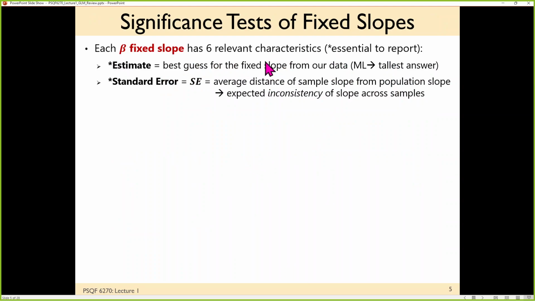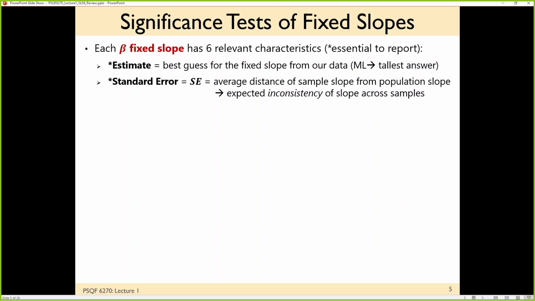Each slope is going to have 6 relevant characteristics. An estimate and a standard error are the 2 you absolutely need to tell people about. The slope is the best guess, comes from making the data the tallest. The standard error is an index of how wiggly that slope estimate would be across samples. It's defined as the difference on average between the sample slope and the population slope it's supposed to be.